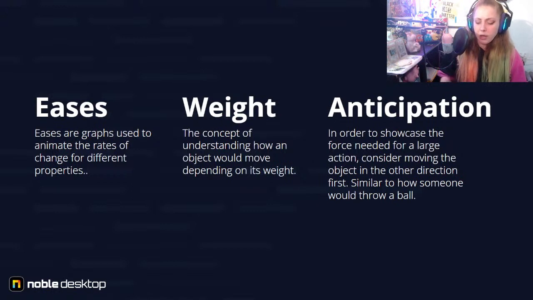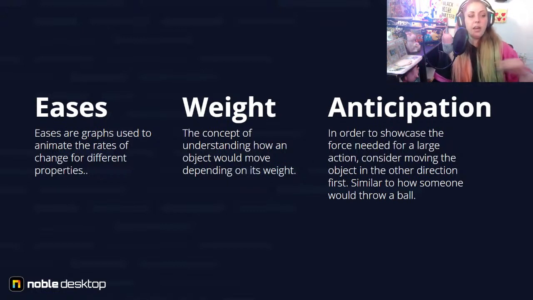You ultimately want your eases to reflect how perhaps that item would move in real life. Speaking of real life, weight. So this is a concept of understanding how an object would move dependent on its weight. So if you had a literal weight, versus a feather, those two items are inherently going to be moving differently from one another.